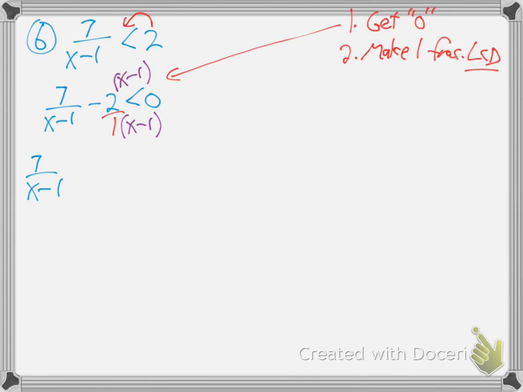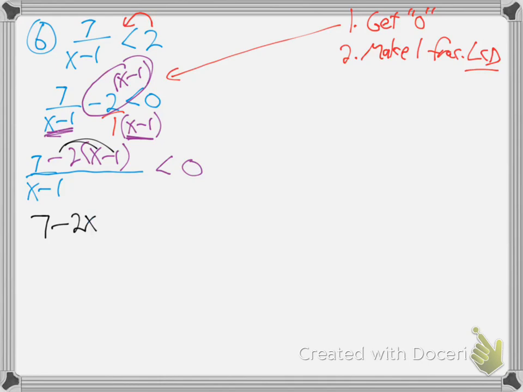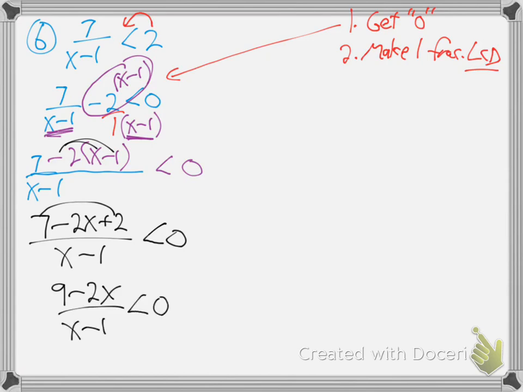Let's just make it one fraction right now. Be easier. Minus 2 times x minus 1, right? There's minus 2 times x minus 1. They both have x minus 1 denominator, so you can just give it one denominator. And now we've got to clean that up a little bit. Distribute that minus 2. 7 minus 2x plus 2. And then 7 and 2, 9 minus 2x.